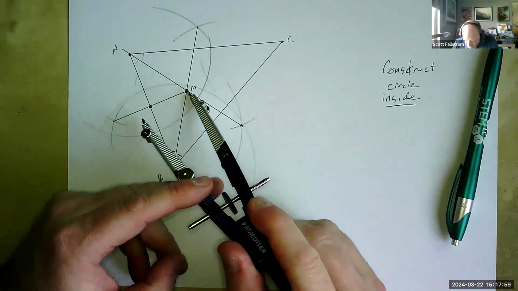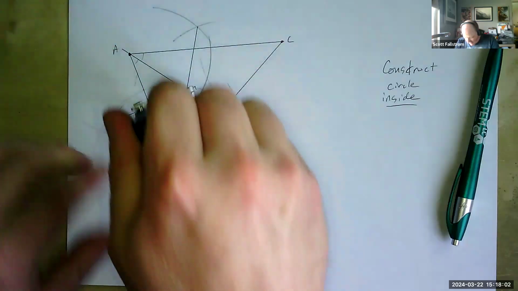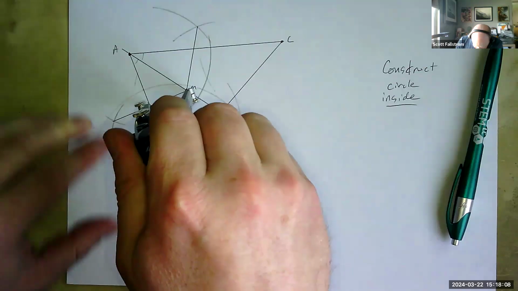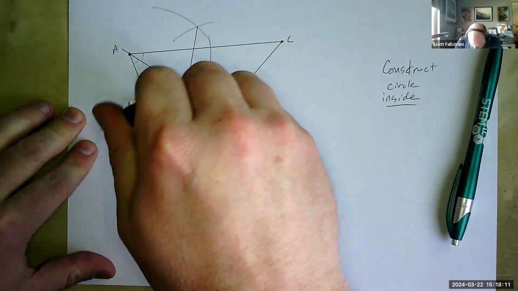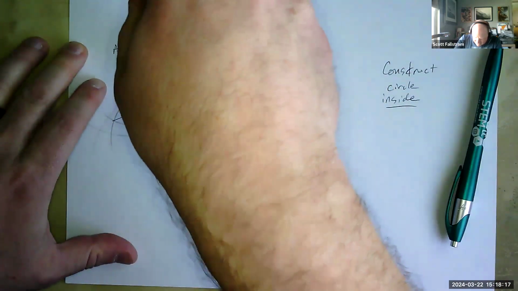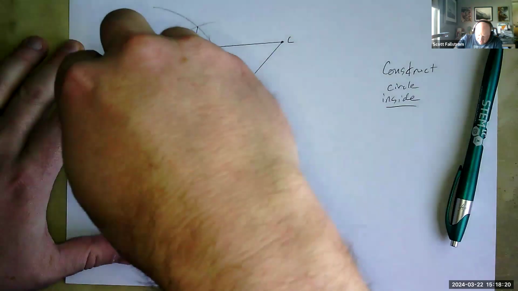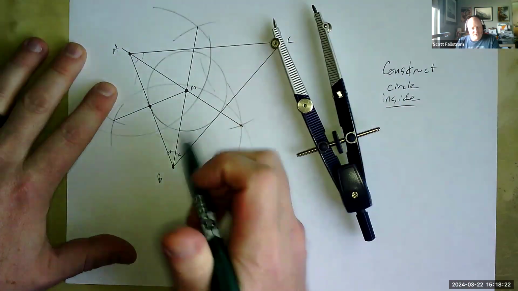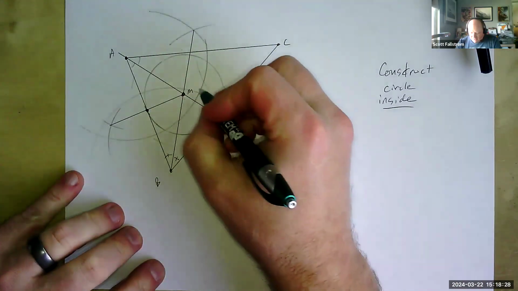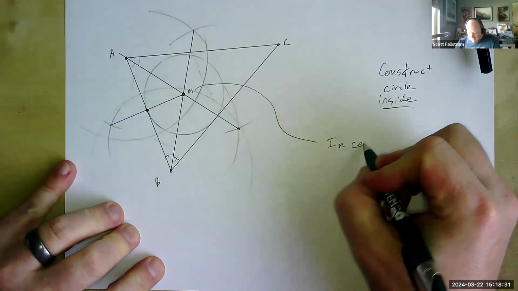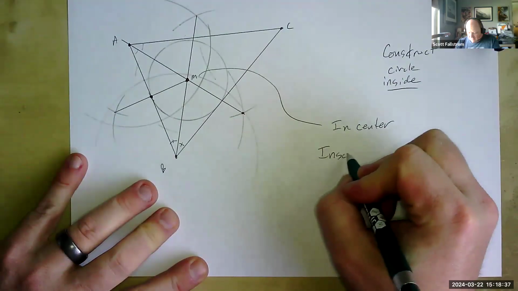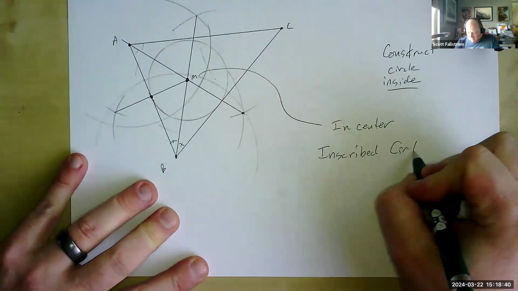So I grab my compass, put it at M, and I adjust my compass point until it goes through. That's a little too much. And that's a little too little. Perfect. Okay, right there. So now as I draw with my compass, the circle that I create will come in and touch all three sides exactly once. This point M is called the incenter, and that's because it's the center of the inscribed circle.